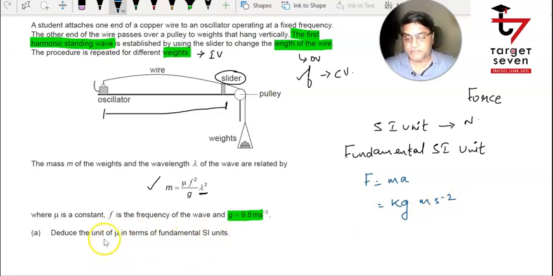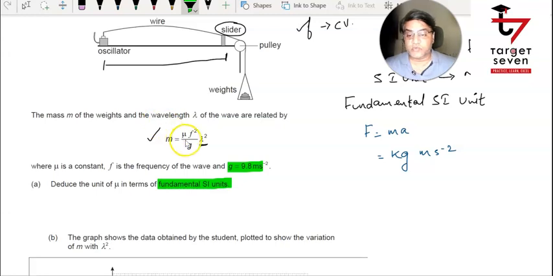Whenever you answer a question based on deducing the unit of a particular physical quantity which you are unaware of, please try to pay some extra attention to what is being asked. Is it the SI unit or is it the fundamental SI unit? Alright, so in this particular question, it says determine the fundamental SI units of mu. So I would go ahead and make mu the subject here, which will then give me m into g upon f square lambda square.